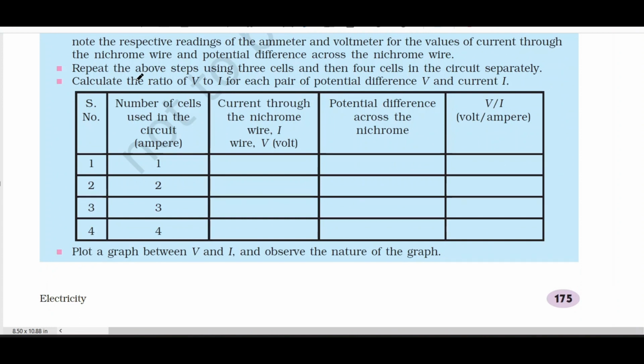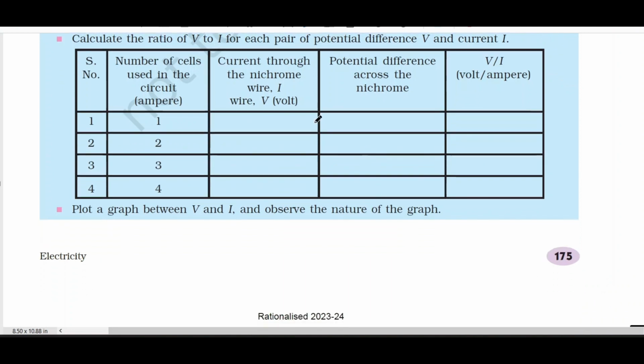Then what you do is you calculate the ratio of V to I for each pair of potential difference V and current I. तो आपकी V की रीडिंग्स आ गई हैं और आपकी करंट की रीडिंग्स आ गई हैं. ठीक है. तो आप क्या कर सकते हो कि आप V और I को डिवाइड कर सकते हो to calculate the ratio of V to I. Okay, so this is your current and this is your potential difference. Then what you do is जो भी आपकी रीडिंग आएगी for different values of I and V, you plot a graph for it.